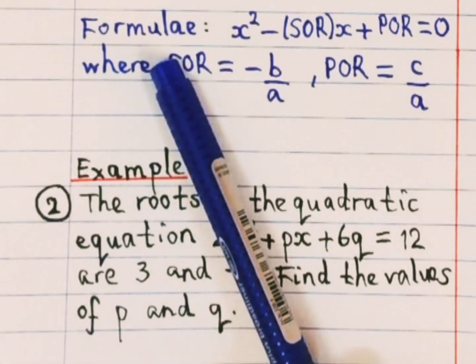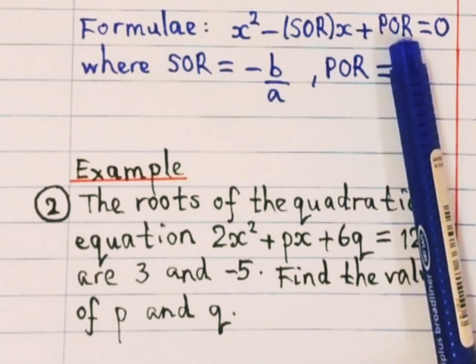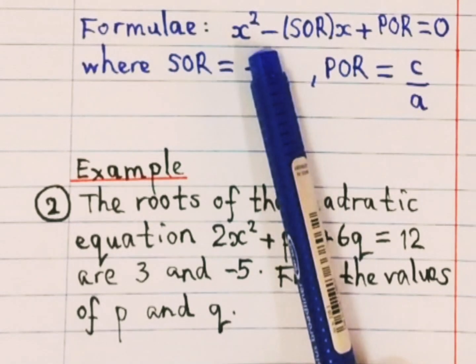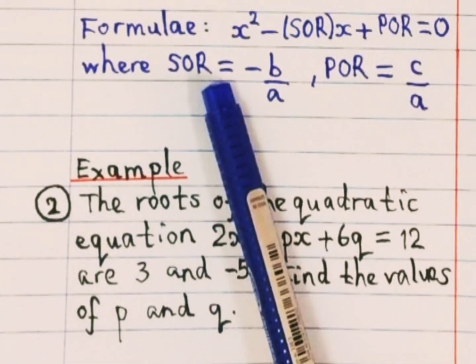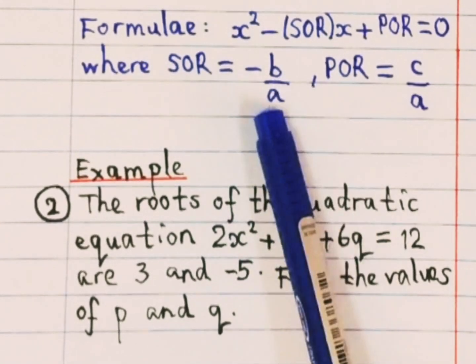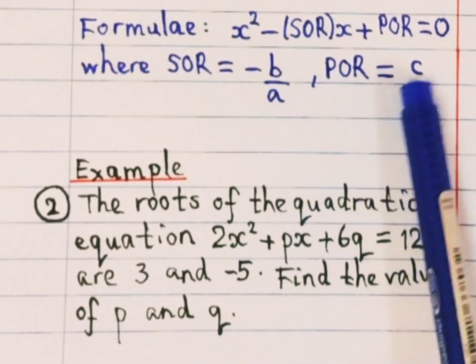Okay, now I'm giving you the formula that relates the sum of roots and product of roots. So if you have x squared, you minus the sum of roots times x, and then you plus the product of roots equals 0. So the sum of roots formula equals negative b over a, and your product of roots will be c over a.